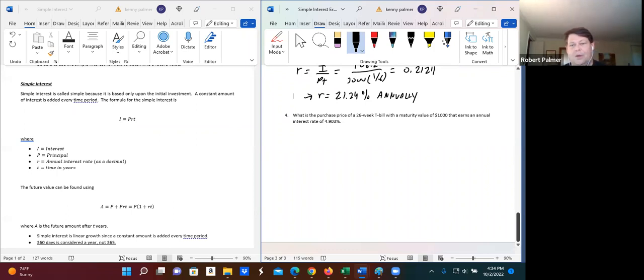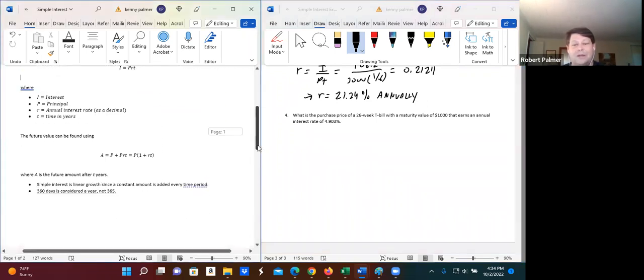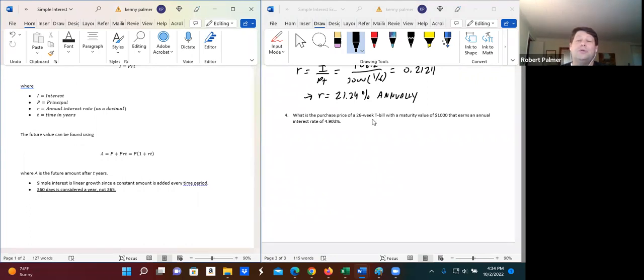All right, this says, what is the purchase price of a 26-week T-bill with a maturity value of $1,000 that earns an annual interest rate of 4.903%? Okay. Now this one is a bit different again, because with this idea of a T-bill, the T-bill is essentially the entire thing. In other words, that's the total value, which is your principal plus interest.